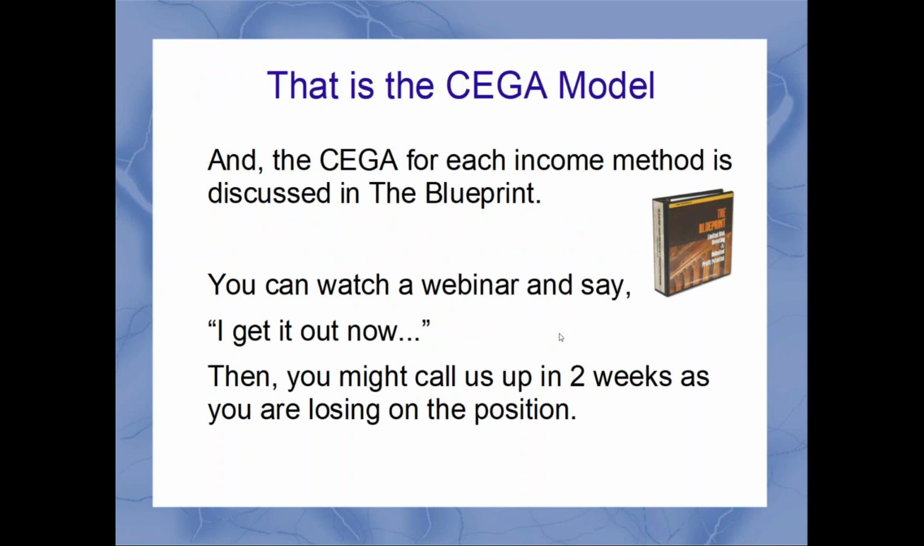Now that is how we apply the SIGA model. And the SIGA model is discussed and written out for every one of the 12 different income methods and discussed in the blueprint. And you can watch any of these free webinars and say, okay, I get it now. You're adding some insurance to the position, and now I'm just going to start generating income. And then you might call me up in 2 weeks because you're losing on a position where you tried to force an income method right away. The stock matched your expectations, but now you're not making money on the position because it was done incorrectly.